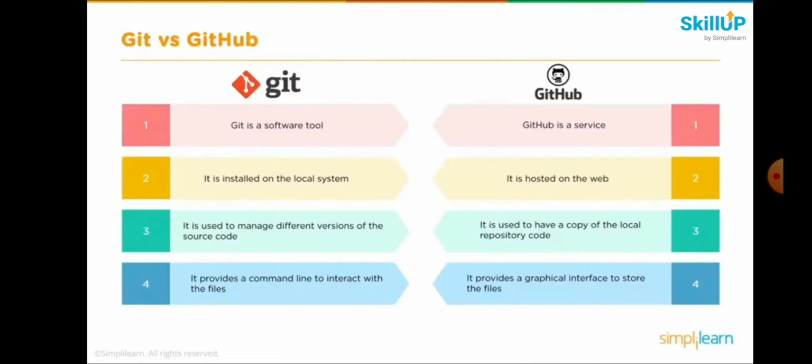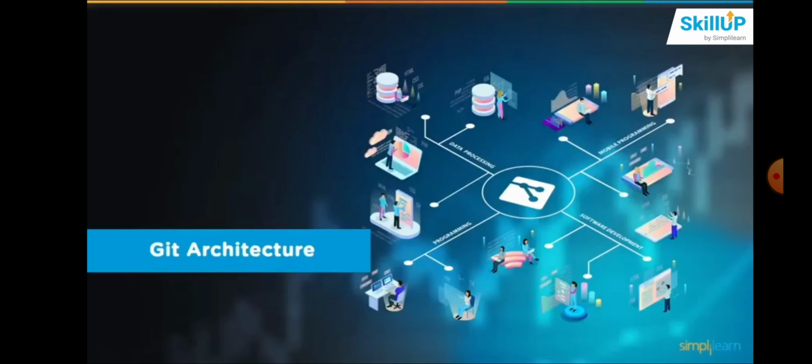So that's essentially the difference between Git and GitHub. One is a piece of software, and that's Git, and one is a service that supports the ability of using the software, and that's GitHub. So let's dig deeper into the actual Git architecture itself.